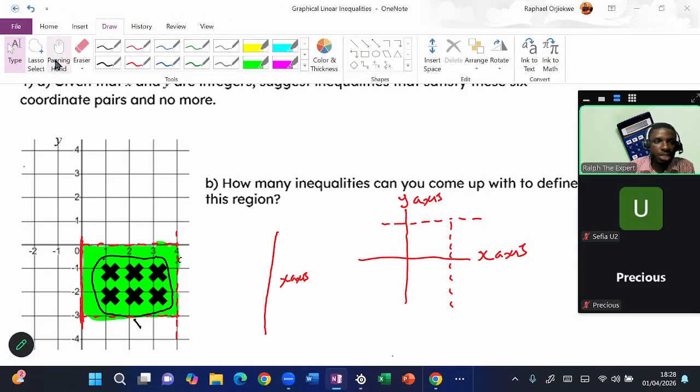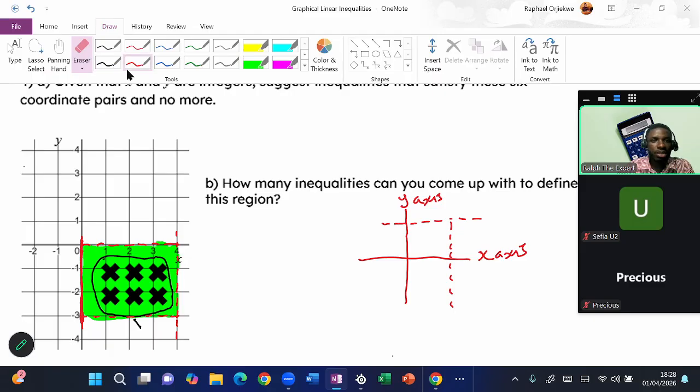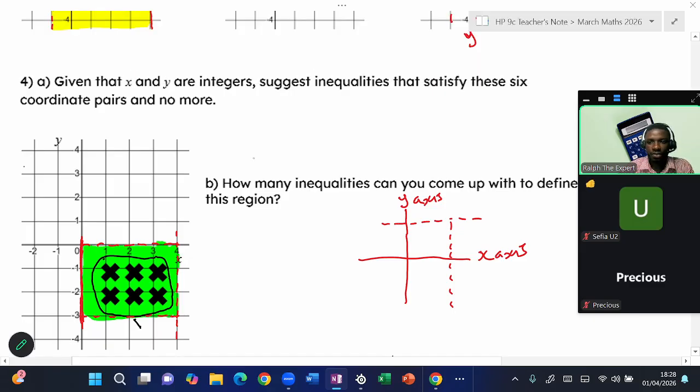Sephia, if you are following up to this point, tell me that you're following, because I want to do a small magic now. But it's easy actually. It's not a magic. Okay, Precious, I hope you're following as well. Precious and Sephia, I believe we're following.